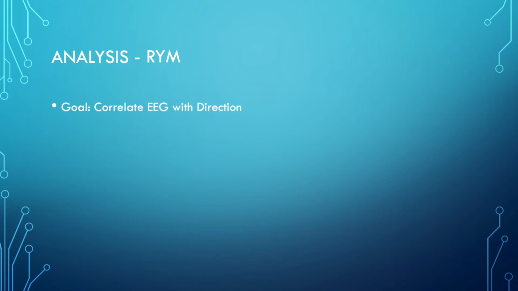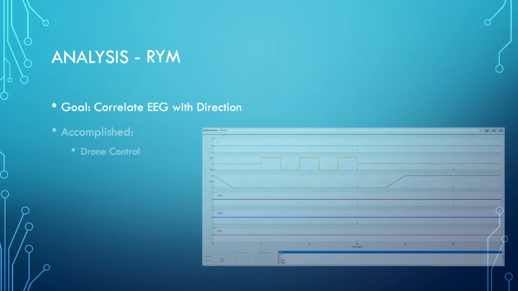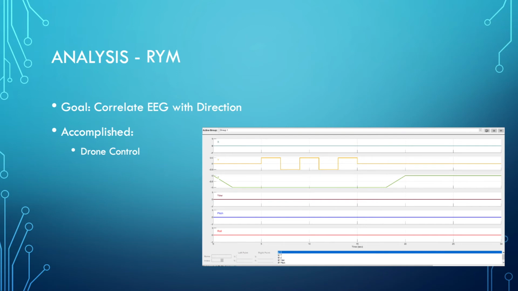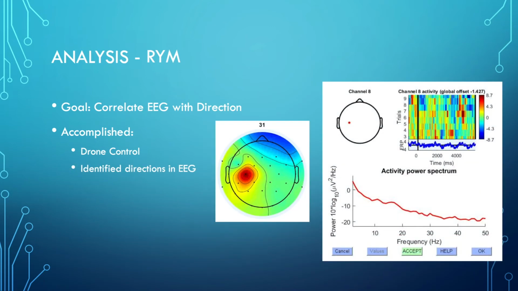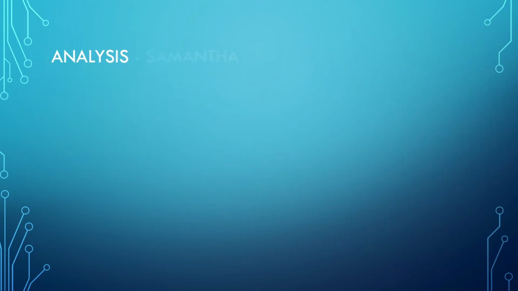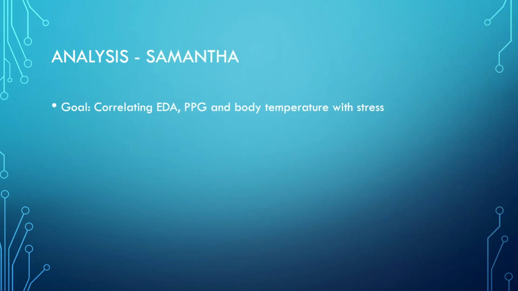For the analysis portion of the project, Reem and I split up. Reem worked on analyzing EEG signals and correlating them with direction. She accomplished 2 parts of her objective. She figured out how to turn the drone using the previous control system and could identify when subjects were thinking left and right.